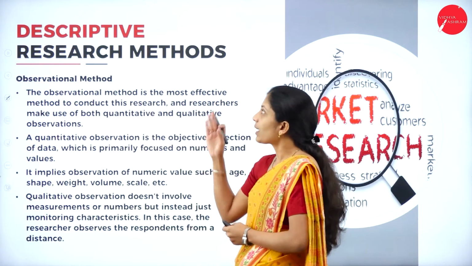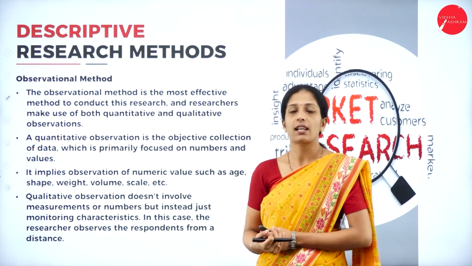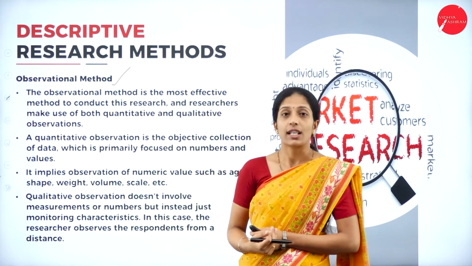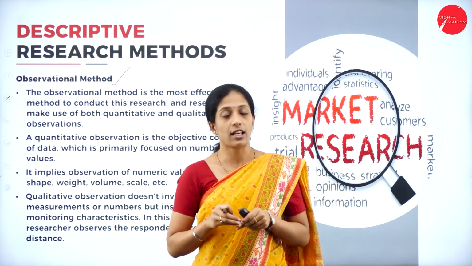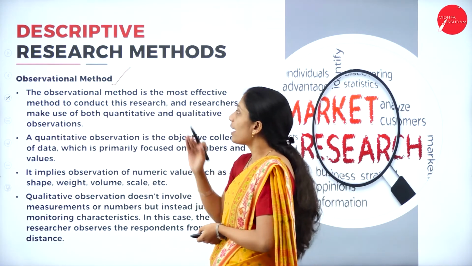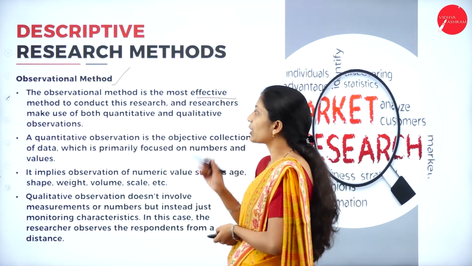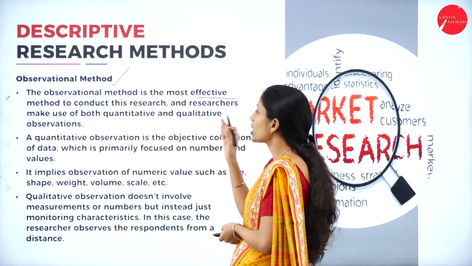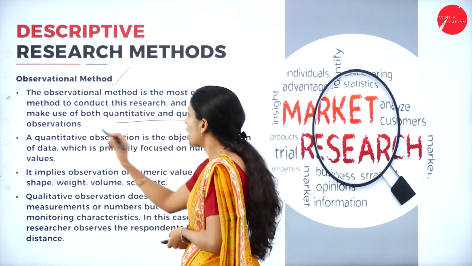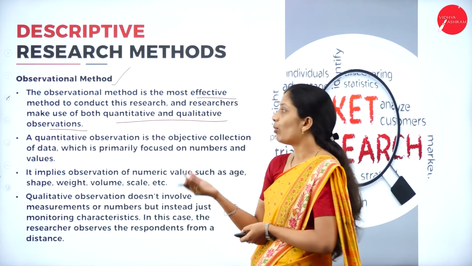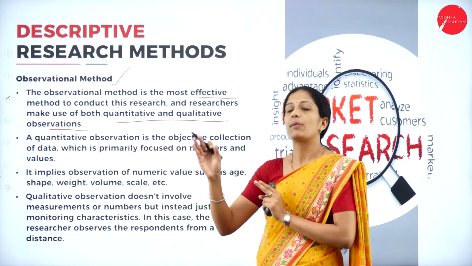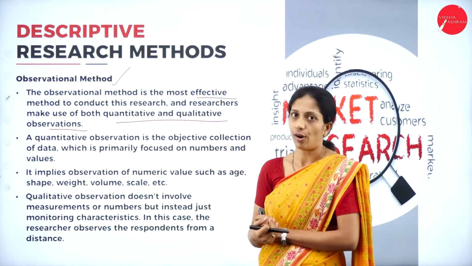Now let us see what are the various methods which come under the descriptive research method. The first one is the observational method. Here the data or information is collected through observation under descriptive research. Let us see what it is. The observational method is the most effective method to conduct this research, and the researcher may use both qualitative as well as quantitative observation. Here, they give more importance to quantitative research. Other than that, they give importance to the qualitative research method also.